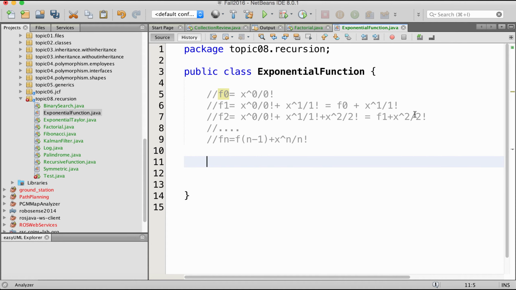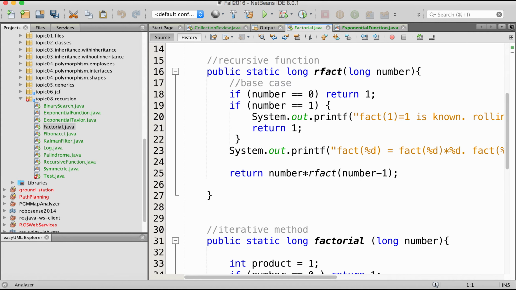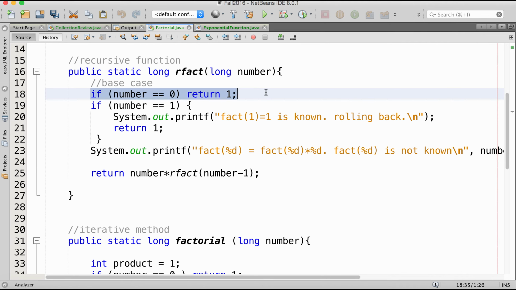Can we do this using recursion? What is a recursion? It's a function that calls itself. So if you remember, in factorial we did it in recursion. We define the base case. Why do we need the base case? To exit from the function. Otherwise, it's going to be an infinite loop. And then, if you remember, we return f(n) as a function of f(n minus 1). So it's the same principle.